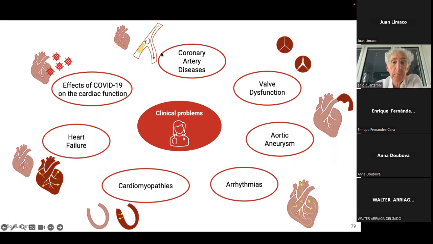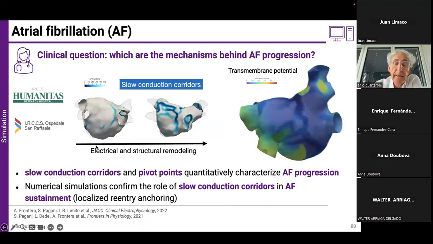And here are examples of problems: coronary artery diseases, dysfunctions of the valves, when the valves undergo very severe stresses, for instance, predicting the risk of rupture of aortic aneurysms, helping understanding arrhythmias. Arrhythmias means electrical irregular function of the heart, or cardiomyopathies, or heart failure, say. And here are some examples with the name of different hospitals with which you collaborate.